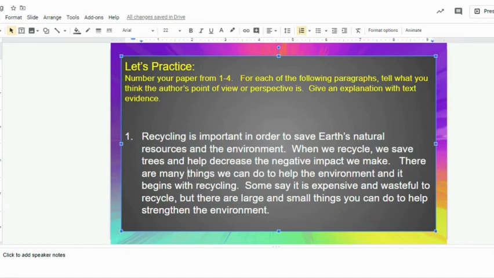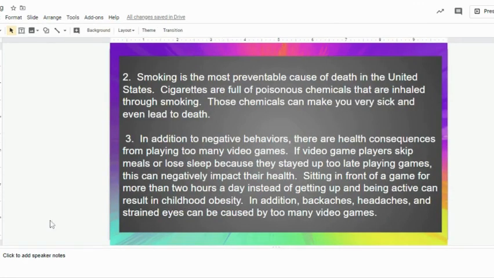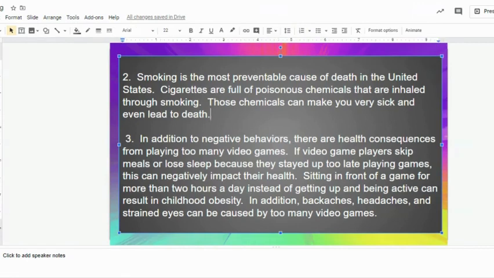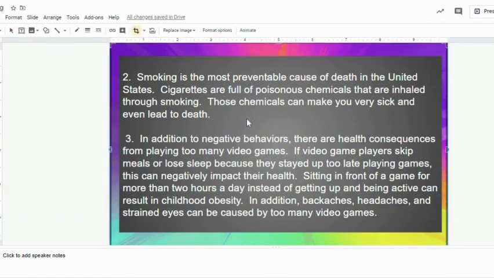All right, let's look at another example. Smoking. Smoking is the most preventable cause of death in the United States. Cigarettes are full of poisonous chemicals that are inhaled through smoking. Those chemicals can make you very sick and even lead to death. So thinking about those words that the author uses when he describes smoking, I think it's pretty evident. We could say that the author's position on smoking is that smoking is not a good thing. It is bad for us.